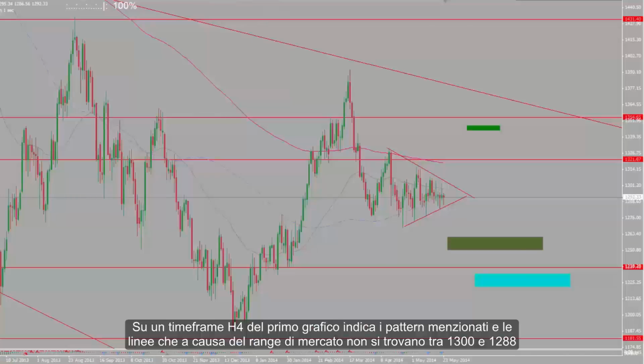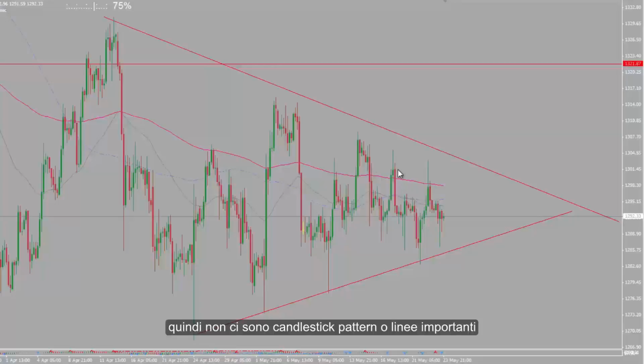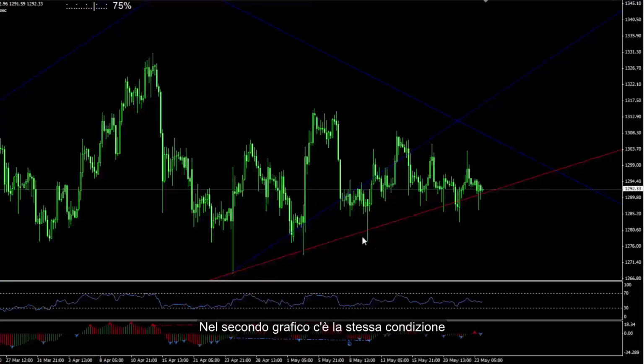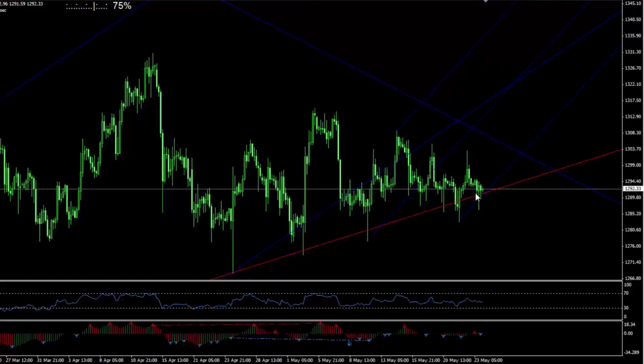On an H4 time frame, the first chart indicates the mentioned patterns and lines due to the range market being between 1300 and 1288, so there are no important candlesticks, patterns or lines. On the second chart there is the same condition, only a bullish Andrew's pitchfork can be placed, in which the third pivot is not formed yet.